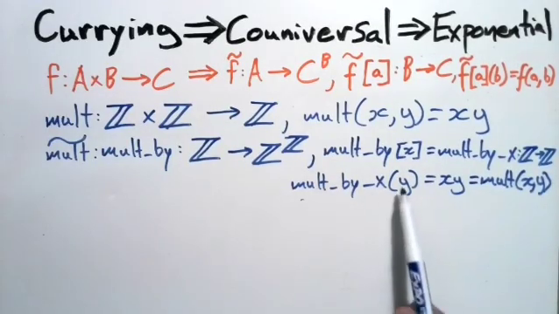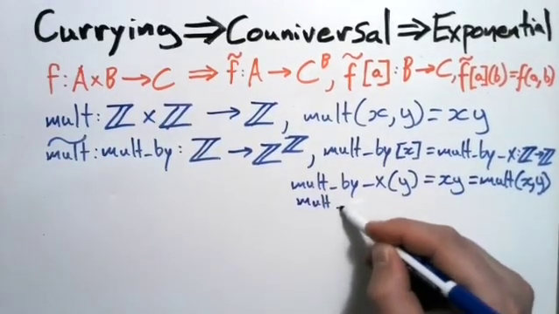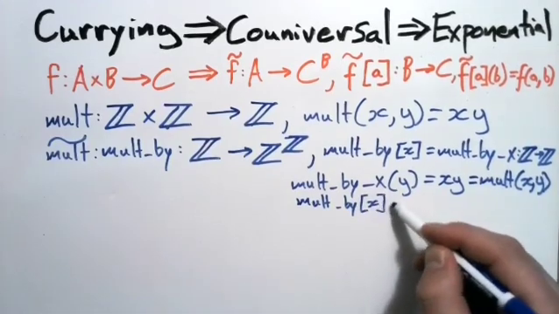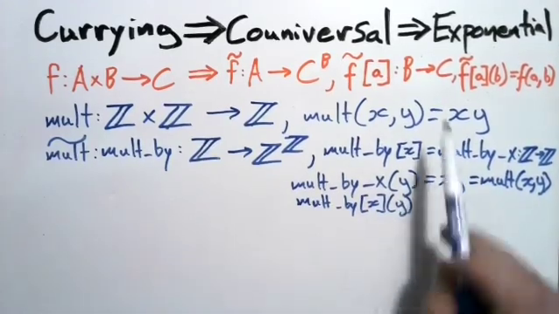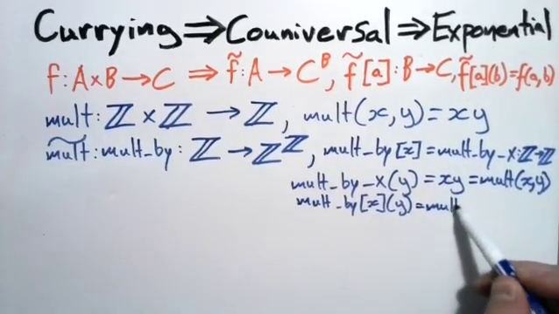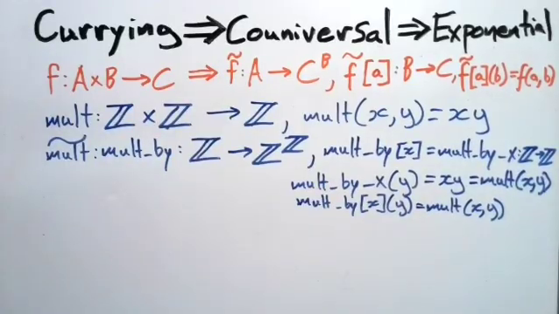So this is like multiply by x. This could also be written like this, multiply by x applied to y, right? That looks a little bit more like this form, is equal to multiply x and y. So this is currying applied to multiplication, simple old multiplication.